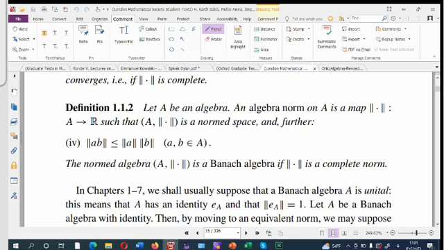Please note that this A is an algebra, so AB is an element of A. The multiplication AB is defined in our algebra. And the normed algebra A with this norm is a Banach algebra if this norm is complete. If we have this inequality and this norm is complete, then this is a Banach algebra.